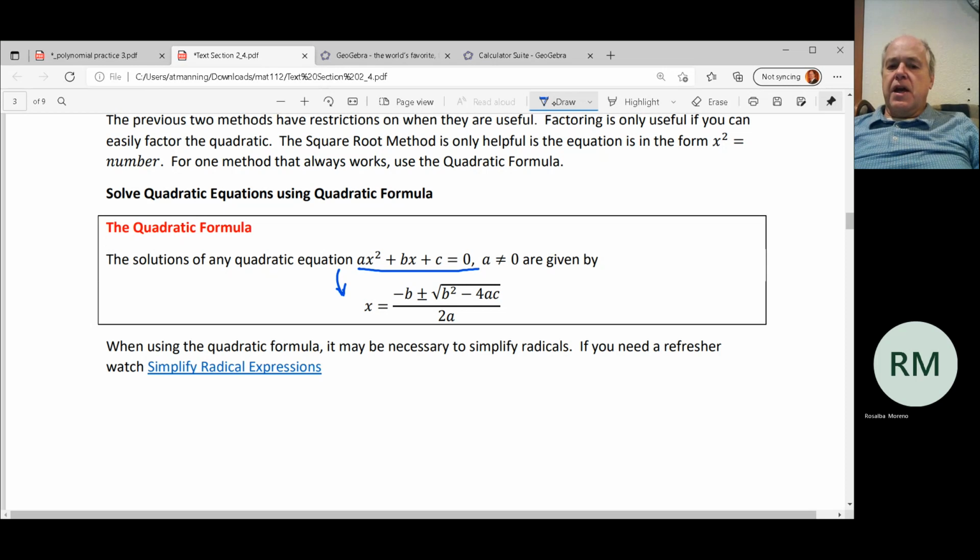X is equal to negative b plus or minus the square root of b squared minus 4ac all over 2a. Remember that song, and you will remember the quadratic formula. X is equal to negative b plus or minus the square root of b squared minus 4ac all over 2a.